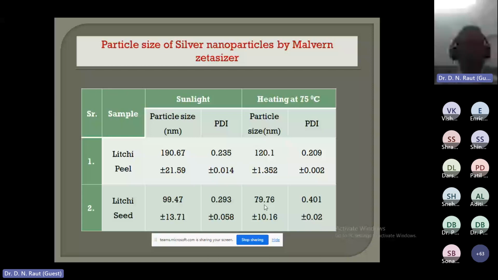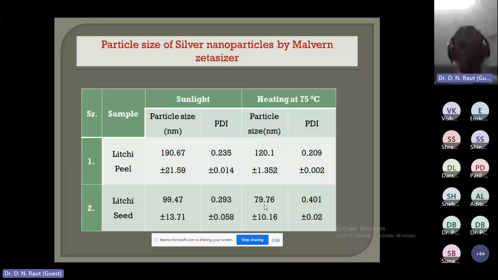You can wash it with either buffer solution or water as per your requirement, and then you can redisperse it into the buffer solution or water, and then you can measure the particle size of that formulation. So this is the particle size which we have measured this way, and for the lychee we got a particle size of around 190 from sunlight as well as around 120 from the heating method.